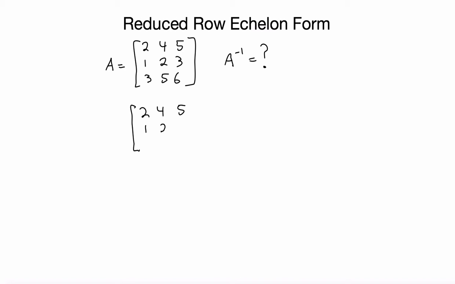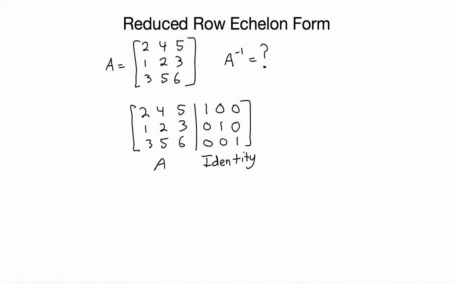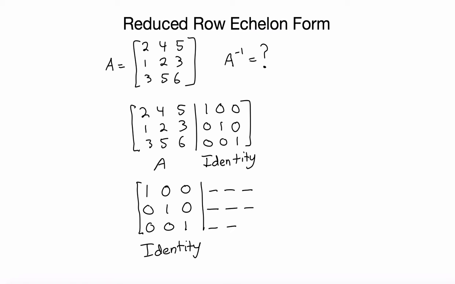In this video, we're going to use reduced row echelon form to find an inverse of a given matrix. Here our matrix is given and the inverse is what we want. We're going to start by creating an augmented matrix with the matrix on the left and the identity matrix on the right. The goal is to get the identity matrix on the left, which would result in the inverse matrix on the right.